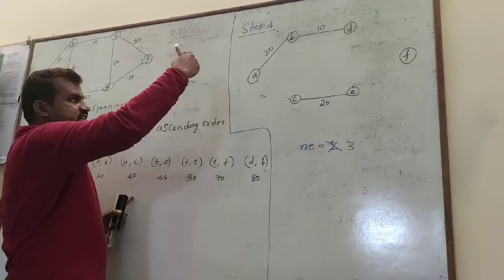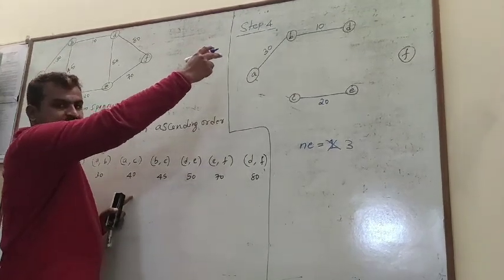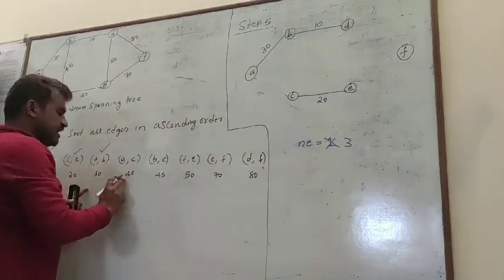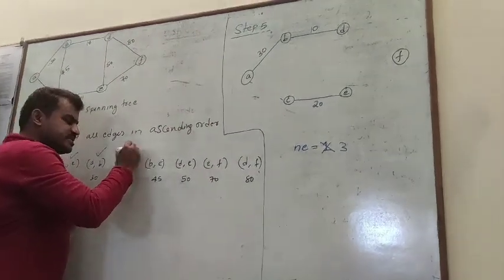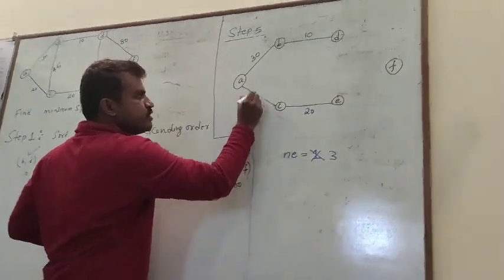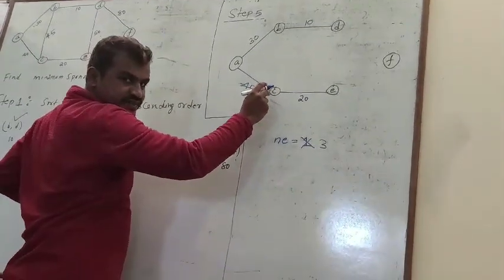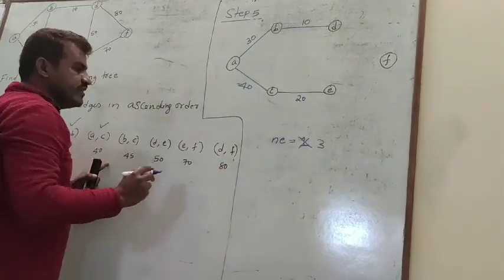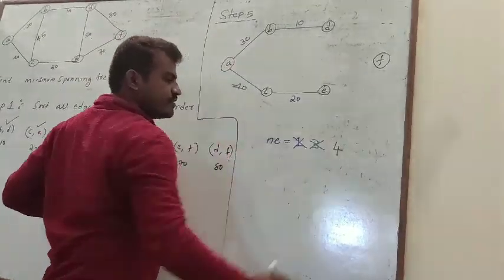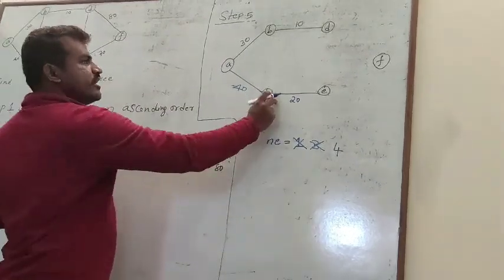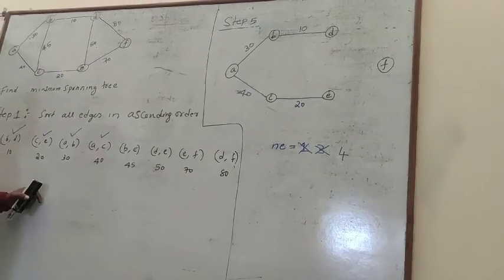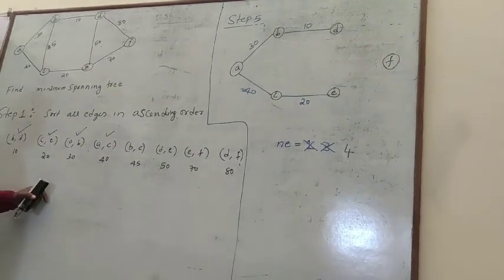In the next step, the fifth step, you have to select the next minimum edge, that is 40. It won't form any cyclic. The number of edges now selected is 1, 2, 3, 4. Now 4 edges are selected. Okay.